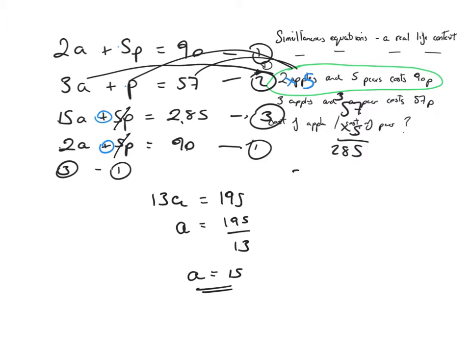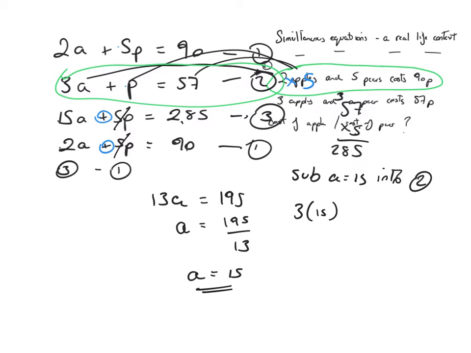Okay, we're now going to sub the a equals 15 into one of the equations. It doesn't matter which one, so I'm going to at random select equation 2. So in equation 2 I'm going to replace a with 15, so it's going to be 3 lots of 15 plus p equals 57. 3 15s are 45, 45 plus p equals 57. It's then going to be 45 off both sides. And 57 take away 45 is 12.